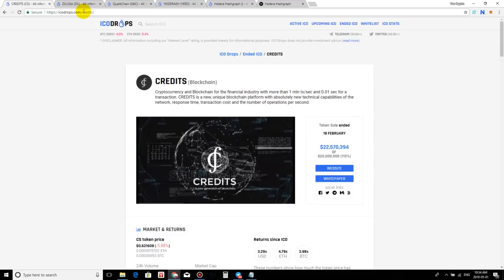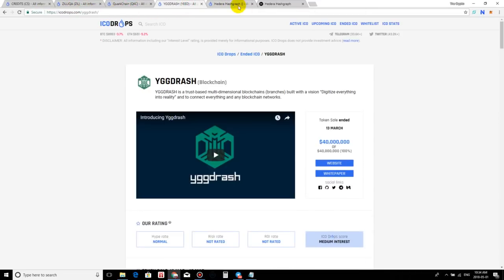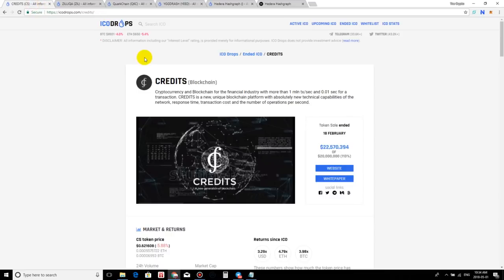At least the new blockchains that are coming out, like Credits, Zilliqa, Quarkchain, Yggdrash, we'll get to Hashgraph in a second. The reason why we like these types of blockchains is because they're high-performance blockchains that are doing things that the current networks cannot do, such as scalability, speed, and low fees, obviously. But the most important thing with these blockchain networks, we're looking for fast, effective, and efficient. The fastest blockchain would prevail.